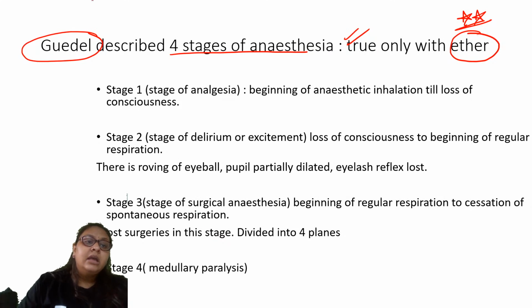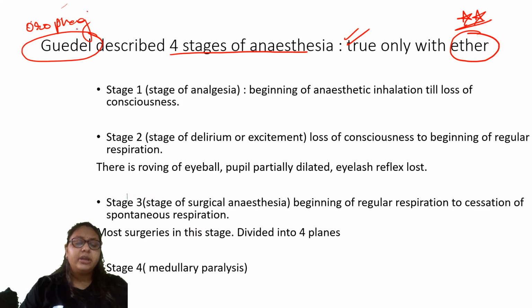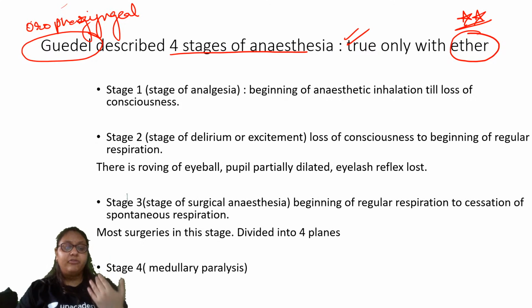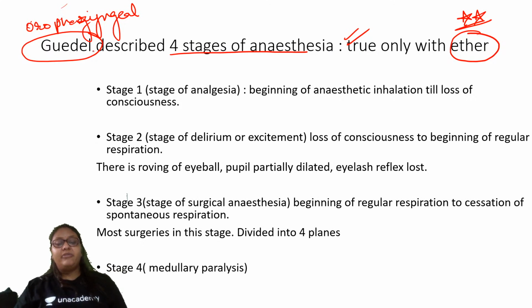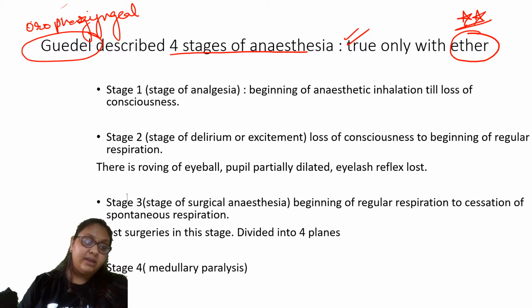Yes, Dr. Kunal, it is oropharyngeal airway, sorry for the spelling. It prevents the tongue fall against the posterior pharyngeal wall, and therefore it maintains the patency. Therefore, the answer is oropharyngeal airway.